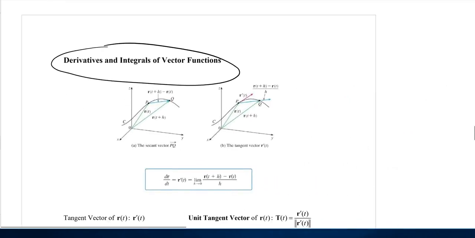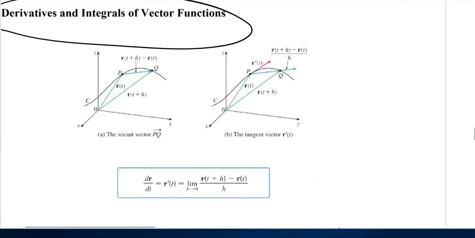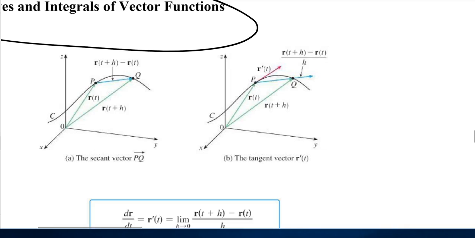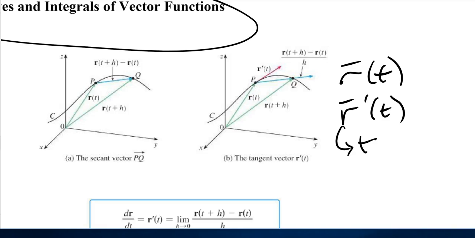I'm not going to go into necessarily why this is all true. I'm not going to go into the theory, but what I will say is this. If you have a vector function and that traces out a space curve like this, okay, then at any point, so we have r of t, then r prime of t is the tangent vector.